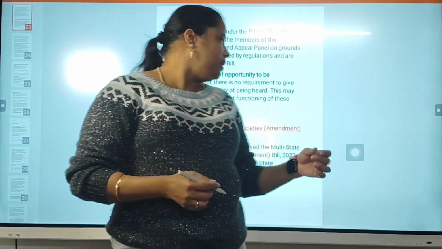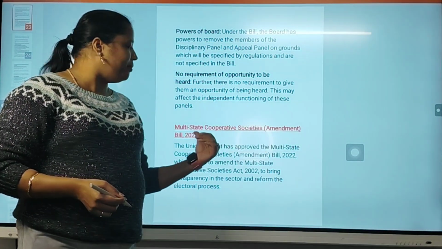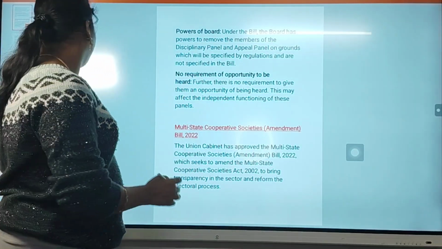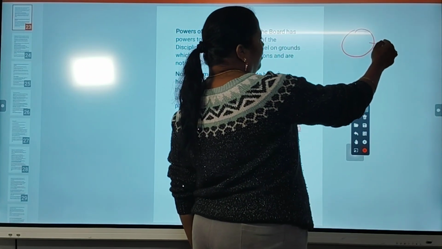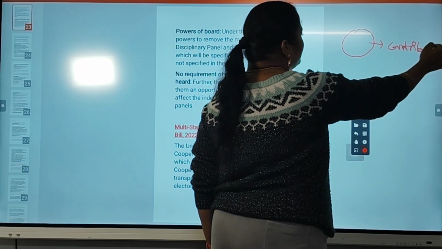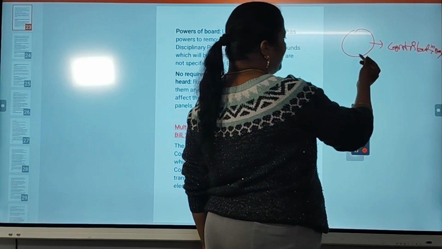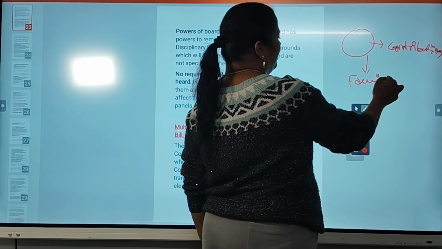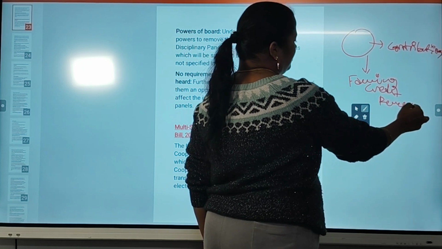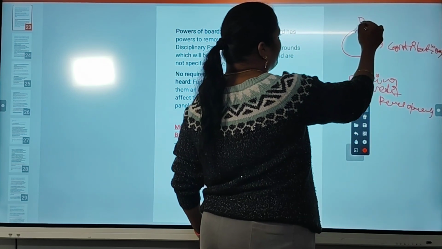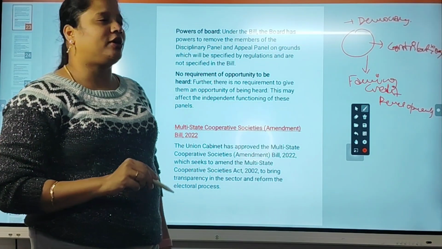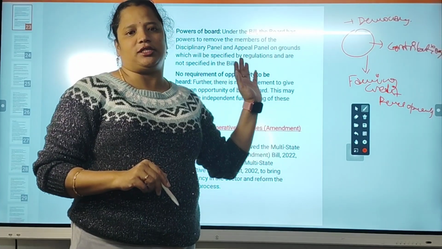The next bill is the Multi-State Cooperative Societies Amendment Bill. You might know what a cooperative society is. It is nothing but a group of people who pay contributions, and they spend this money for farming, credit, development, etc. These cooperative societies work under a democracy system, like municipalities and panchayats. Okay, in that, cooperative societies will be there.